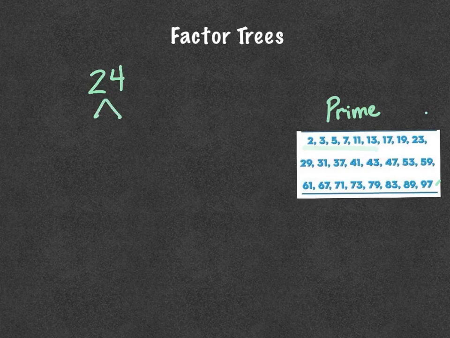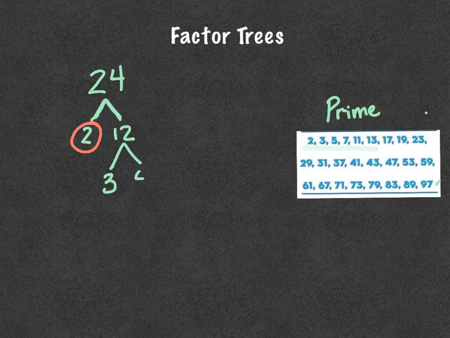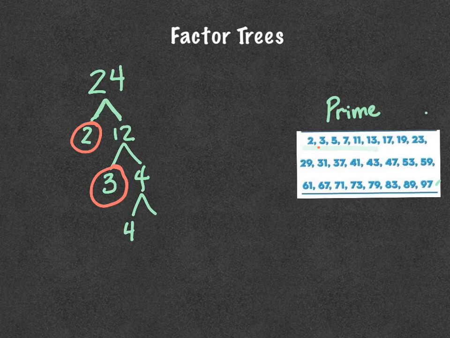Okay, let's try the number 24. Now, I know that it's even, so a strategy that you could always do is 2 times something if you have an even number. So in this case, I could do 2 times 12. 2 is a prime number. 12, I can split out into 3 and 4. If we check over here, 3 is a prime number. And I can still reduce 4.